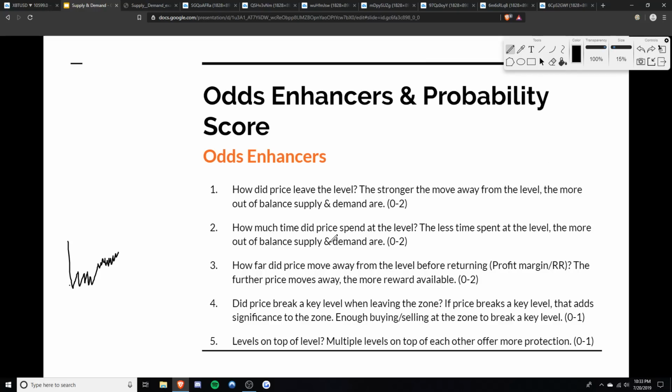So how much time did price spend at the level? You have a supply zone, a drop, a base, and a drop. You can see price has consolidated for a long time. So how much time did price spend at the level? Way too long. So you can expect all of the orders to have been filled because of how long price stayed there.